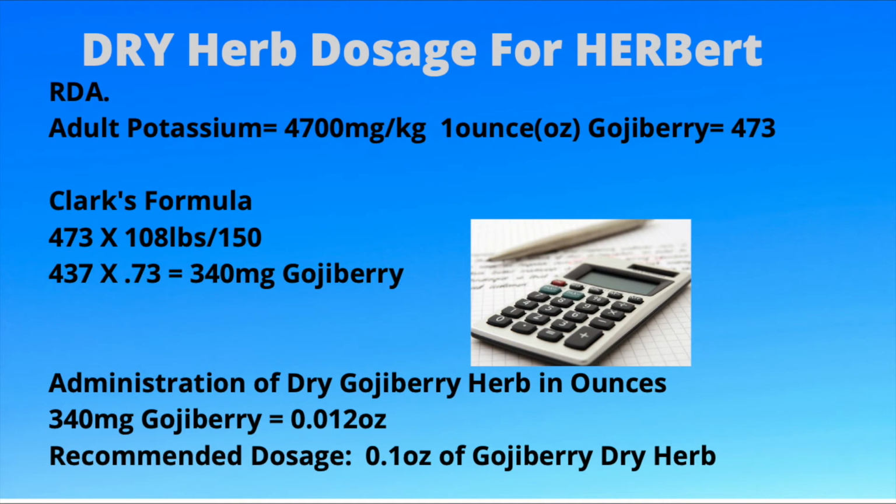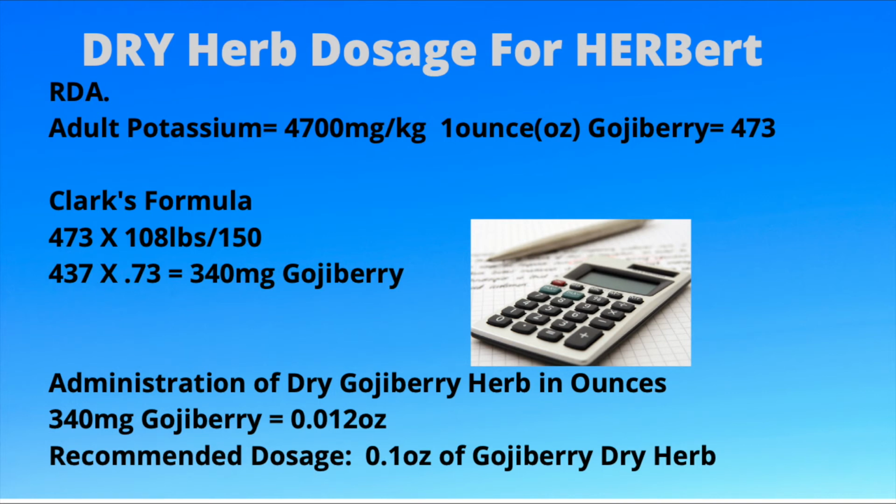So I've decided to use Goji berry. Now that we have his clinical history and we have 3 different types of formulas we can use, let's get to it. According to the RDA, the recommended dietary allowance, we know that the adult potassium dosage equals 4,700 milligrams, which means 1 ounce of Goji berry equals 473 milligrams. What that means is 1 ounce of Goji berry, which is 473 milligrams, is equivalent to an adult dosage of potassium of 4,700 milligrams.